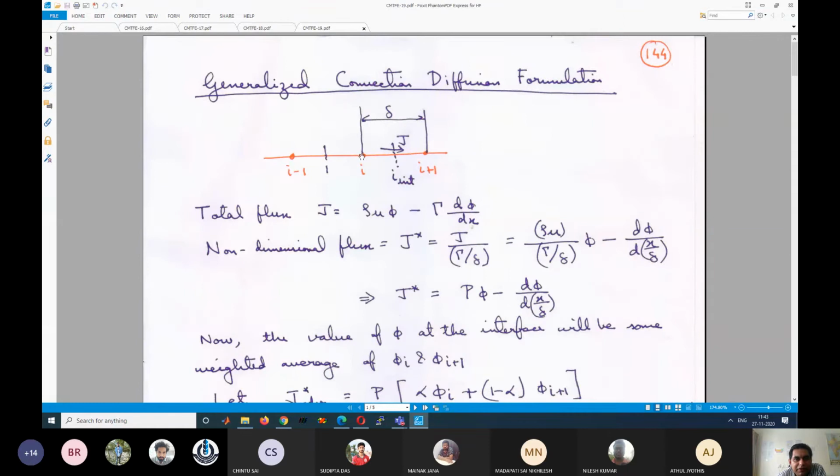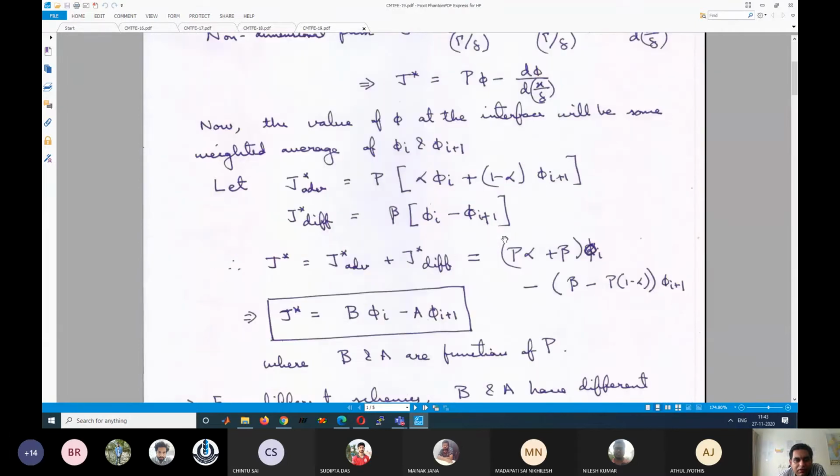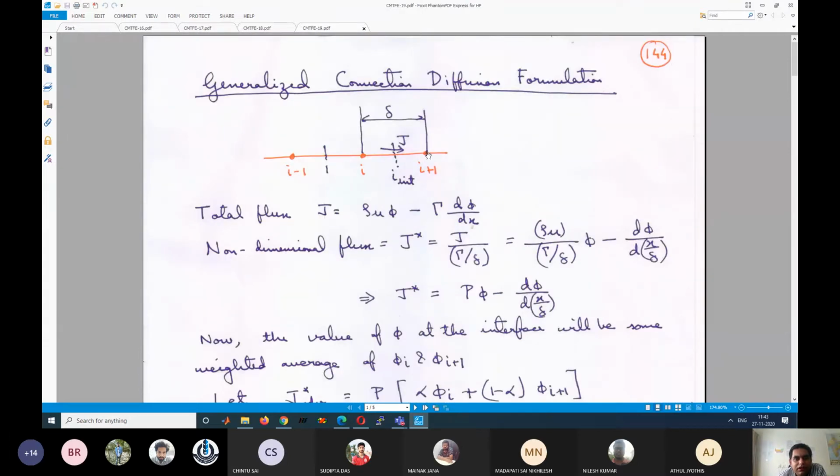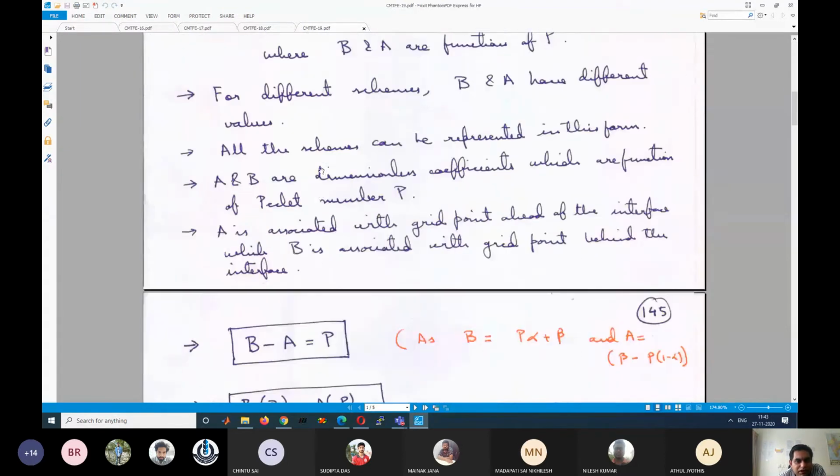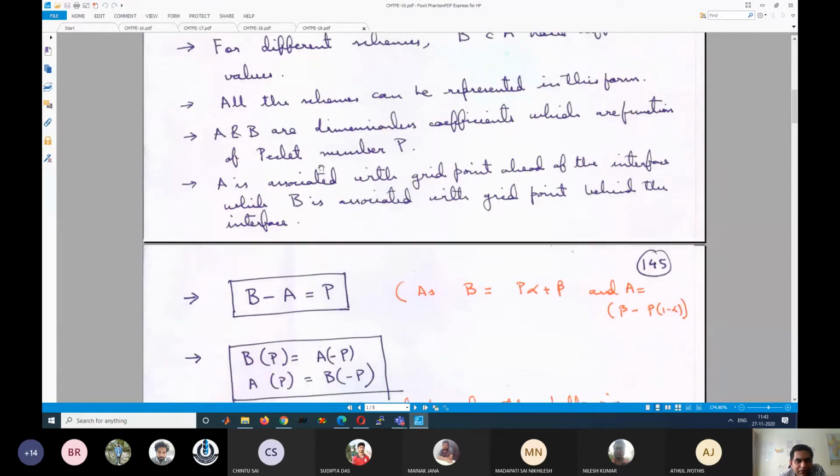Okay, A will be associated with this grid point and B will be associated with this grid point. So if I write in terms of P, E and W, for this east interface, A will be associated with the east grid point, and B will be associated with the P grid point. Similarly, for the west interface, A will be associated with the P grid point and B will be associated with the W grid point. Okay, these things will become clear in a minute.